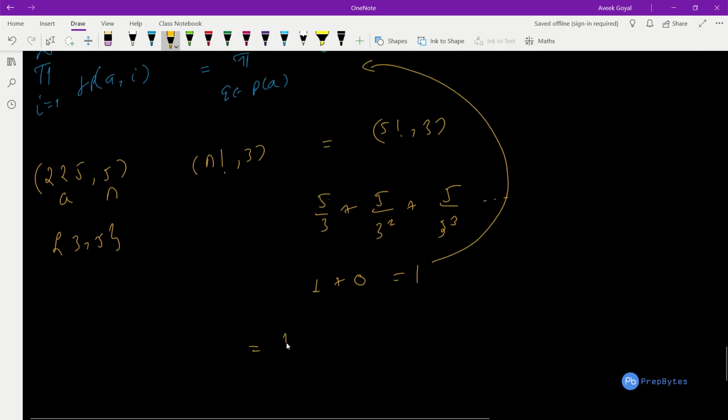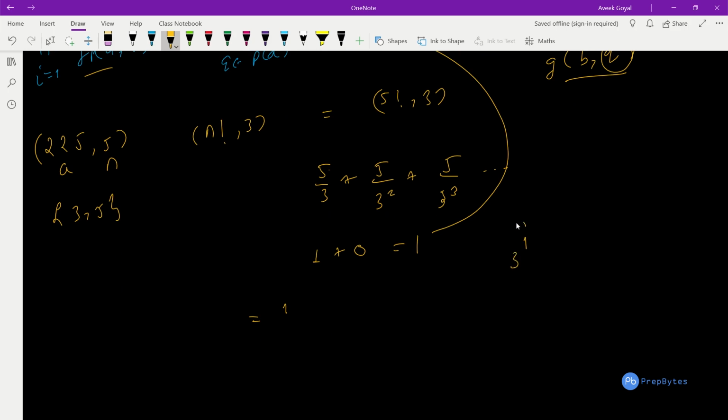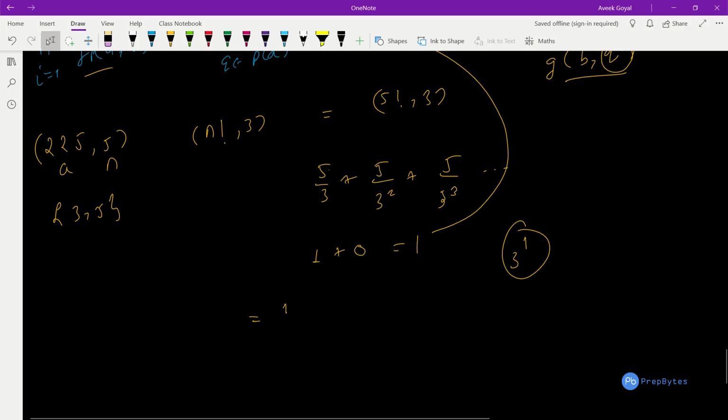So it will become b to the power of 1. What is the value of b? b is the b in our g prime of a comma b. When we are calculating for f prime of a comma b, g prime of b comma q, our b is nothing but this q here, that is, our prime number. What is it? 3. So it will become 3 to the power of 1, which is nothing but 3. So for the first part we get the value of 3.